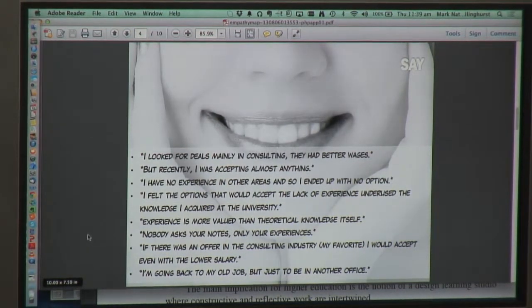She's defeatist, yep, that's one thing. She could be defeatist. What other feelings do you notice from there? Yep, you can tell frustration, maybe from the last sentence, I'm going back to my old job, just be another office. Anything else you can pick from that? Lack of understanding of the market, as in what she's applying to or what she wants to do. Yep, that could be true too.